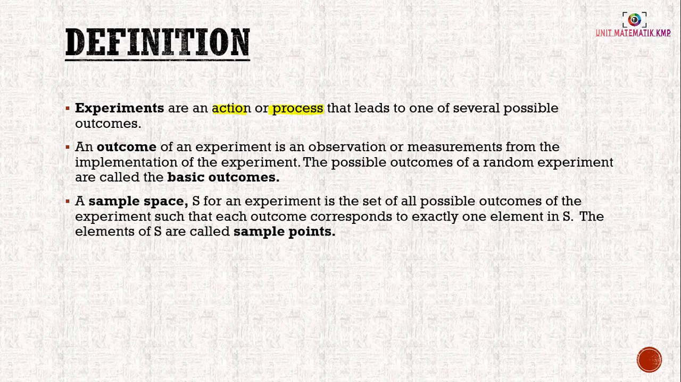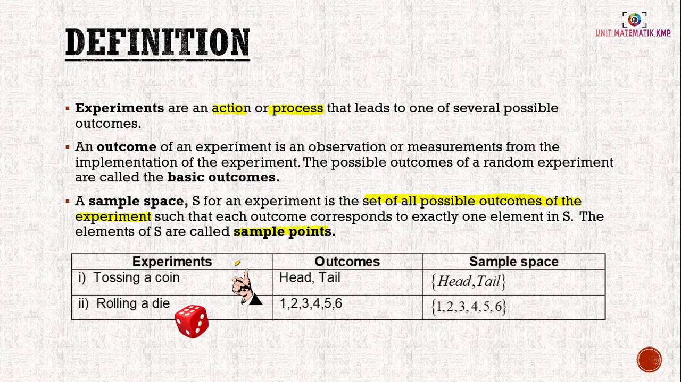Okay, a sample space denoted as S for an experiment is the set of all possible outcomes of the experiment, such that each outcome corresponds to exactly one element in S. So the elements of S are called sample points. So kita tengok dalam table untuk mudah kita faham term-term ini.